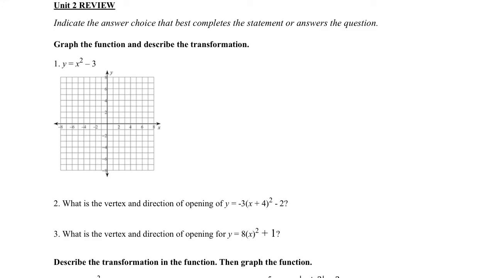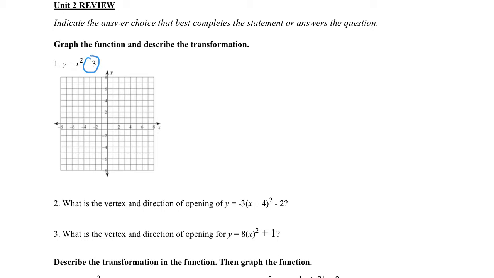Okay, so I'm going to go over this review with you and make sure you know what's going on. The first one says to graph the function and describe the transformation. Whenever it says to describe the transformation, you just write what it's doing, where it's moving, any flipping, any stretching, whatever. So you look at the equation, and this minus 3 is on the outside of the function.